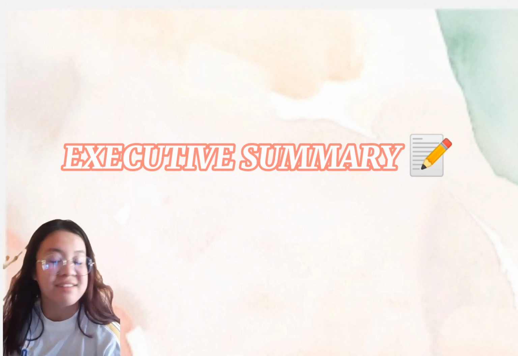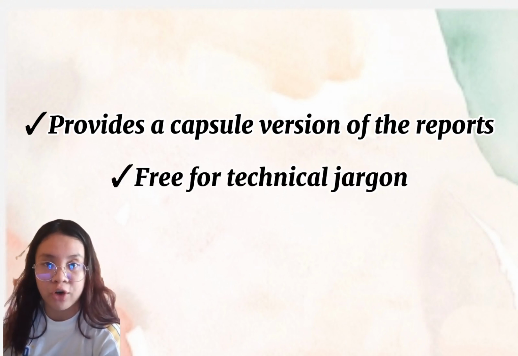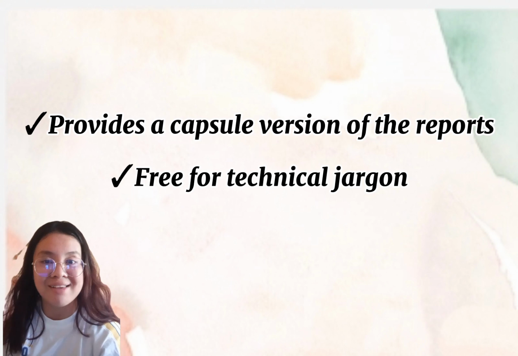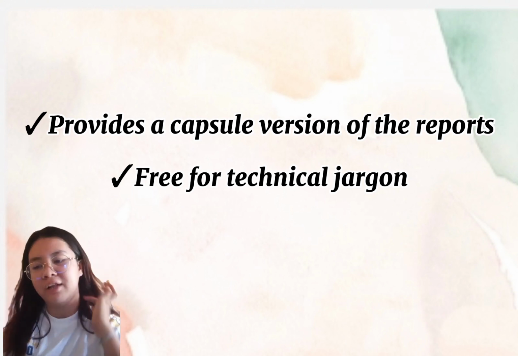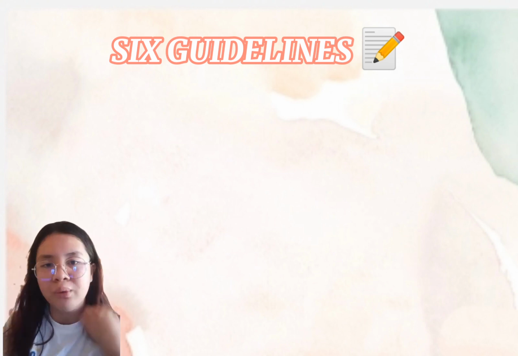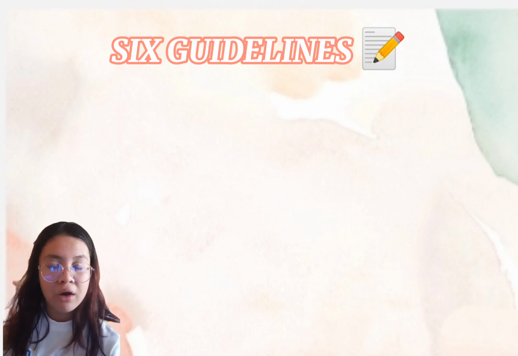Consider it a standalone section that provides a capsule version of the report, and it is free of technical jargon. Always remember that when we make a summary or executive summary, it should be free from technical jargon. In some cases, a copy of the executive summary may be circulated and filed separately from the report. In the executive summary, we have six guidelines that we are going to follow on how to make an executive summary.